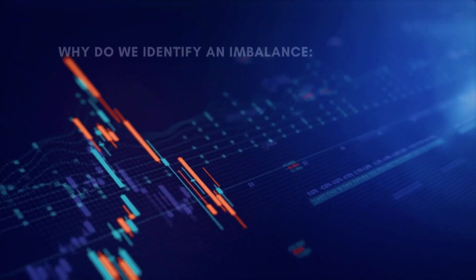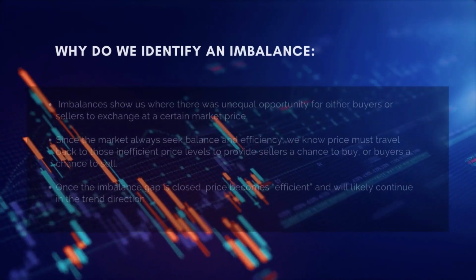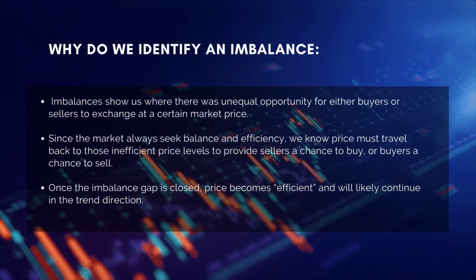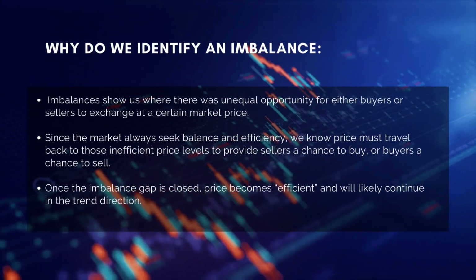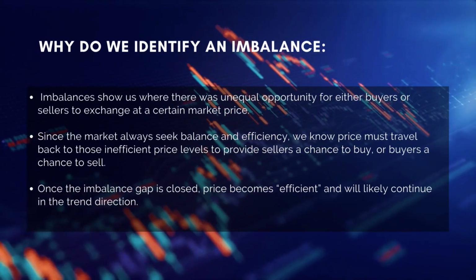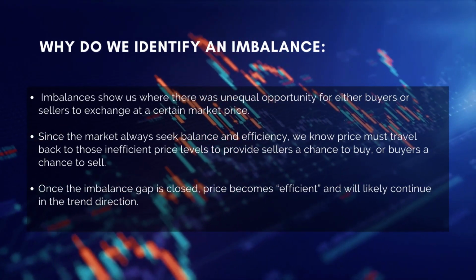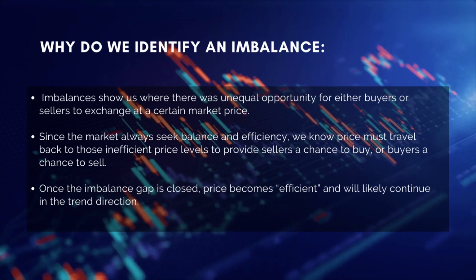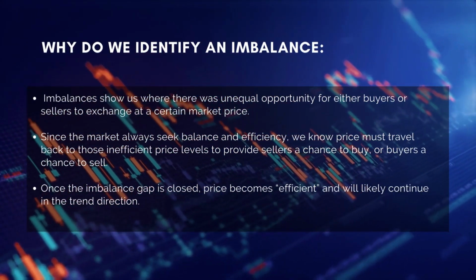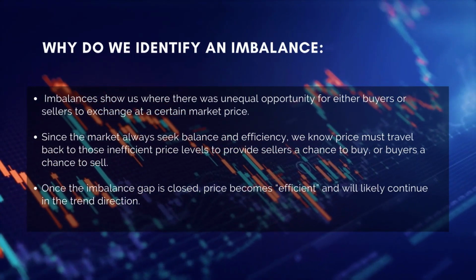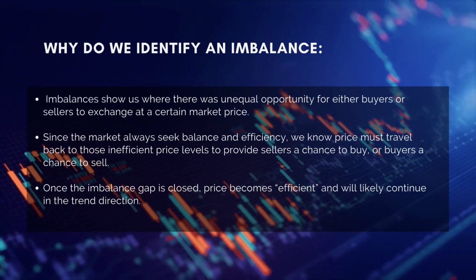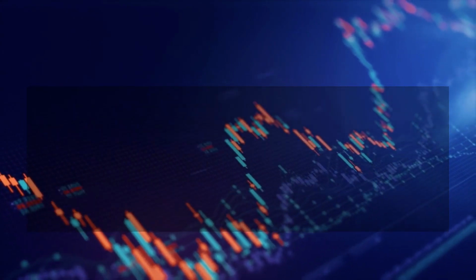So why do we identify an imbalance? Imbalances show us where there was unequal opportunity for either buyers or sellers to exchange at a certain market price. Since the market always seeks balance and efficiency, we know price must travel back to those inefficient price levels to provide sellers a chance to buy or buyers a chance to sell. Once the imbalance gap is closed, price becomes efficient and will likely continue in the trend direction.